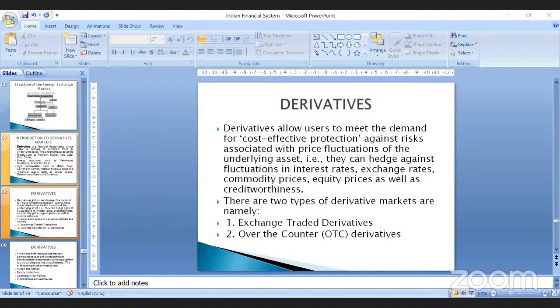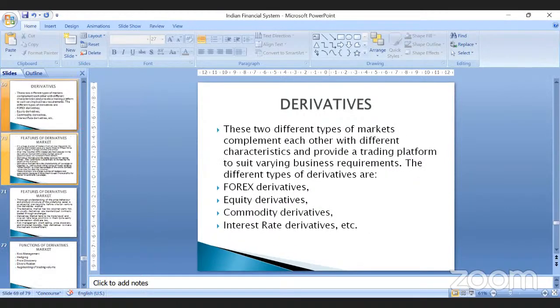Now, the derivatives market has different types. You have forex derivatives, which deal with foreign currencies. You have equity derivatives, which deal with equity instruments. You have commodity derivatives, which deal with commodities. And you have interest rate derivatives, which deal with interest rate fluctuations.